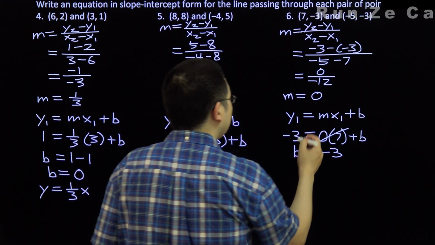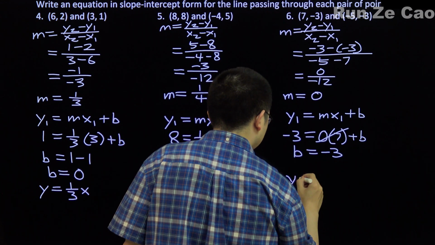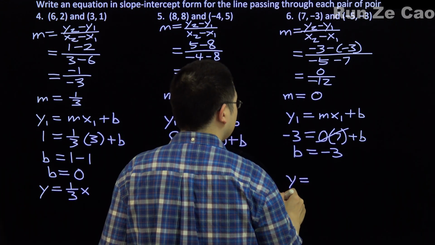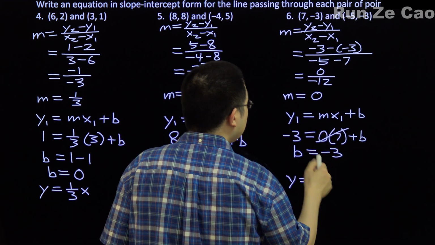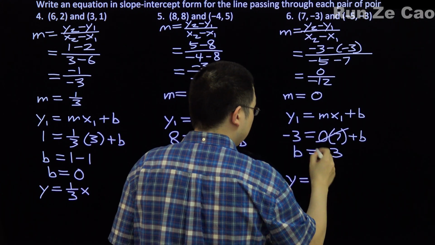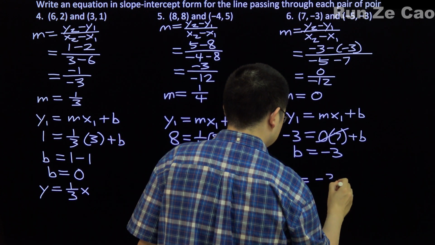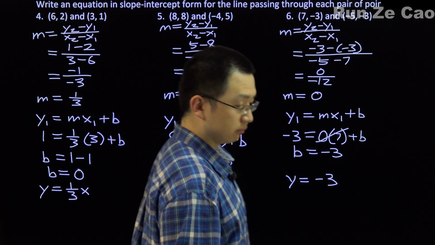When we substitute all this together, we get y equals mx plus b. M is 0, so 0x just goes away. And then plus b, so plus negative 3 is just negative 3.